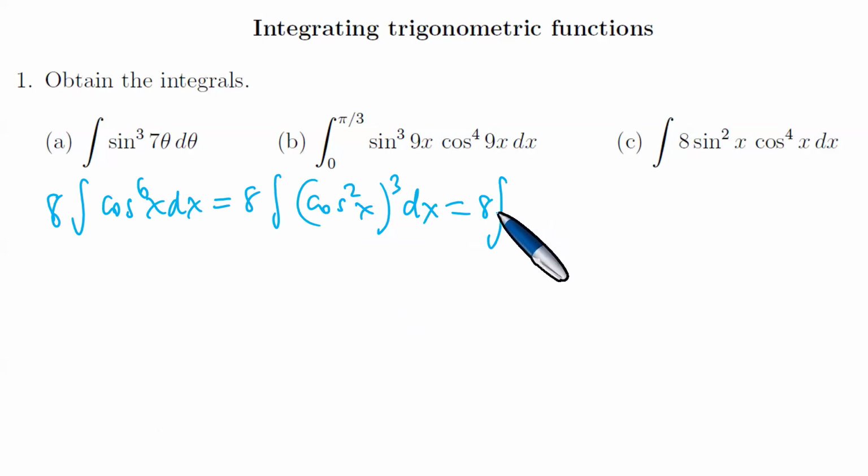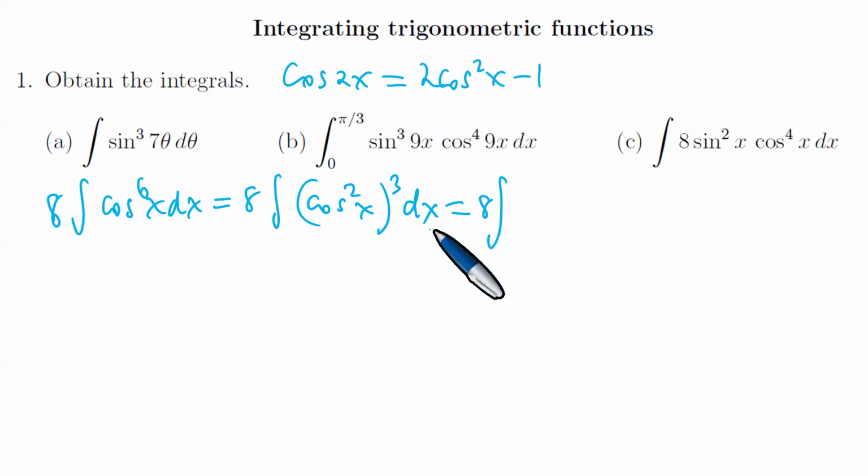What is exactly the integral of the cosine squared? The integral of the cosine squared can be written in terms of our double angle to eliminate the square, meaning that cosine 2x is exactly the same as 2 cosine squared x minus 1.